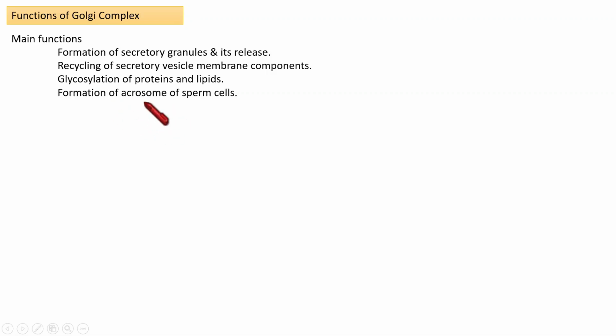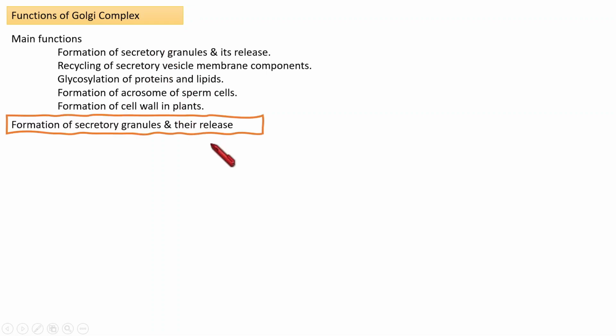And formation of acrosome of the sperm cells. In the sperm cell, there is a structure named acrosome. I will just mention what that structure is and what its function is in the coming part of the video. Then the next function is formation of cell wall in plants. These are the main functions of Golgi complex. So we are going to handle each function separately, one by one.